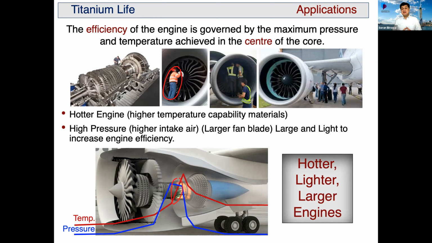To make the jet engine more efficient and have a higher thrust, you need a hotter, lighter, larger engine. Using, for example, superalloy to replace it doesn't work because you are reducing the thrust of the engine. That's why it's very important to use a light alloy like titanium for the fan blade. In fact, there are a lot of studies to even replace some parts of the hot side from superalloy to titanium aluminide, especially the low pressure turbine side, and some companies have started adopting it.